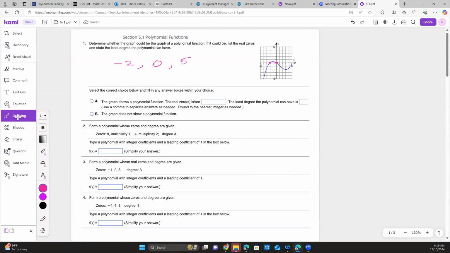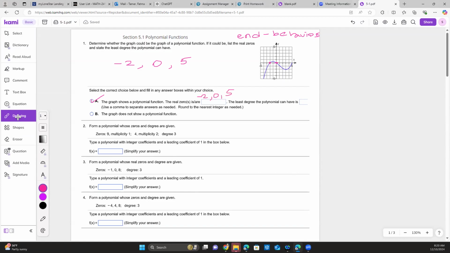Polynomial functions will either start low and end high. I'm talking about their end behaviors, how their graph looks. End behaviors of these functions can be up, up, or down, down, or they can start low and end high, or start high and end low. So we're going to choose yes, this is a polynomial function, and the zeros are -2, 0, 5.